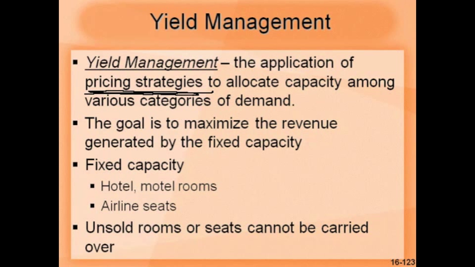The reason is that if during the slack period or off season, the seats are empty for any airline, then you cannot store them and use them in some other period. So they go to waste. So why not give a discount to customers who are ready to pay, and that way you can maximize the revenue. So there is fixed capacity, obviously, when we talk about hotels, motel rooms, or airline seats. And as I said, unsold rooms or seats cannot be carried over. So somehow, if they can give a discount and use them, that's the best alternative.